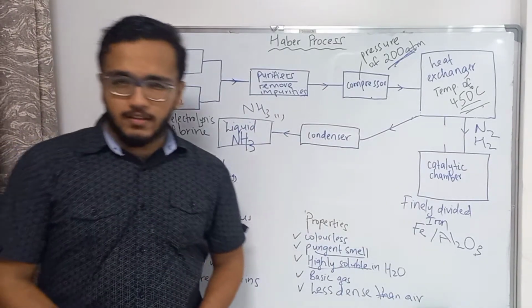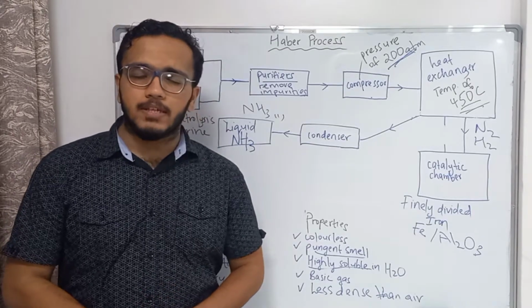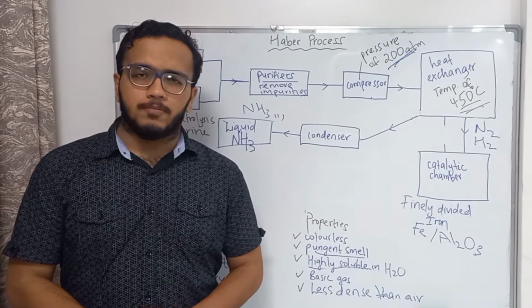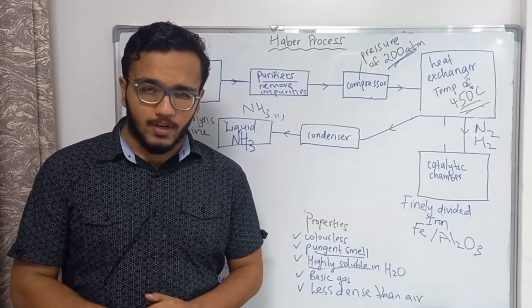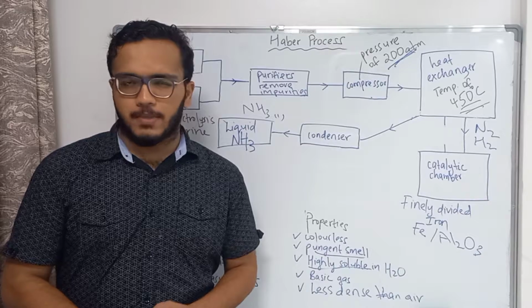Hello everyone. In this session today we are going to cover a very simple but important process called the Haber process, which is used for the manufacture of ammonia gas. Okay. Now, why do we need to manufacture ammonia gas in the first place?